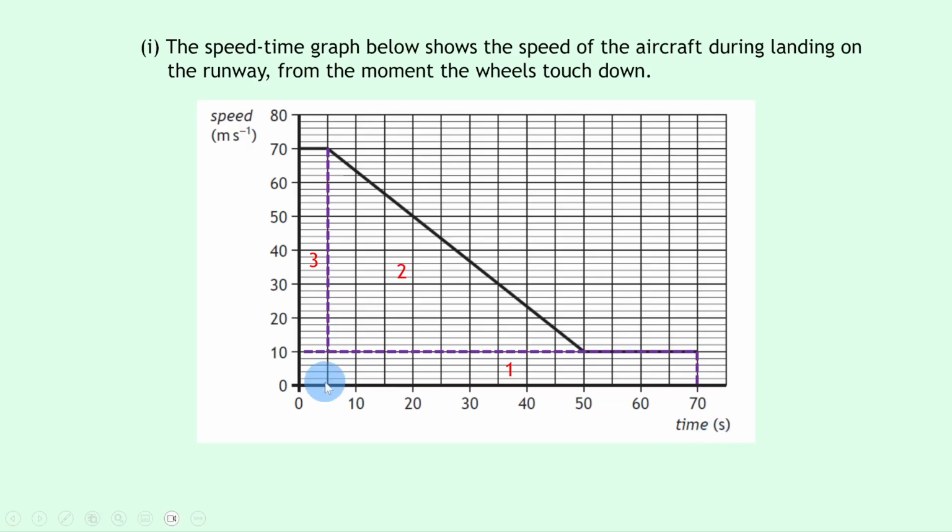So for the first area, we have 70 for the length times 10 for the breadth, so that's 70 times 10. For the triangle here, we have a half times base times height, so that's a half times the base, which goes from 5 up to 50, so that's a half times 45 times the height of 10 up to 70, so that's a half times 45 times 60. And lastly, for the rectangle here, we have another length times breadth, so the length is 10 and the breadth is 60, going from 10 up to 70, so it's 10 times 60.